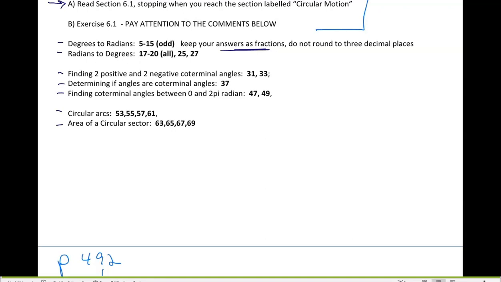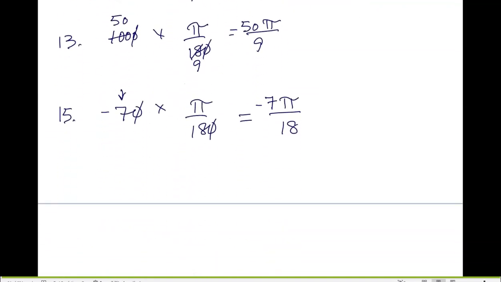Okay, so now we have 17 to 20 all. Looking at 17 in the textbook, they want me to go from radians to degrees. So 17 is 7 pi over 6. If I'm going to degrees, I'm going to make this 180 up here. And 6 goes into 180 30 times. The pi's can cancel. And that's 210 degrees.